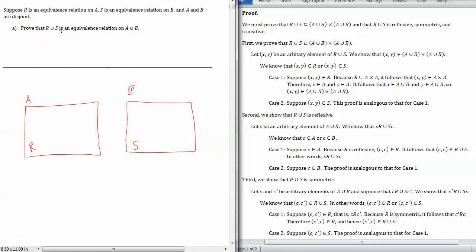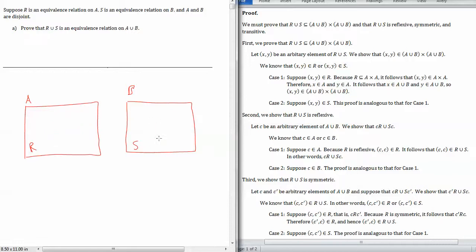Now let's think about why R union S is symmetric. For symmetry, you want to assume that you have two things that are related to each other. So if we have X and Y such that the ordered pair (X, Y) is in R union S, then it's either in R or in S. In the first case, everything is contained in A, and because R is symmetric, we have (Y, X) also in R, and therefore in R union S. Or if it's over here, then we have (Y, X) in S, and therefore in R union S. So this union relation is also symmetric.